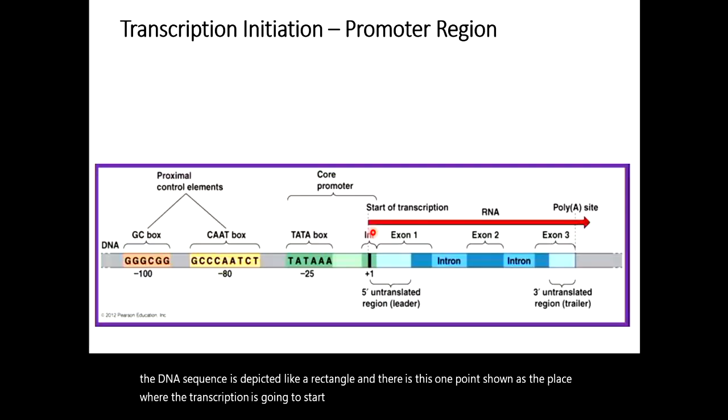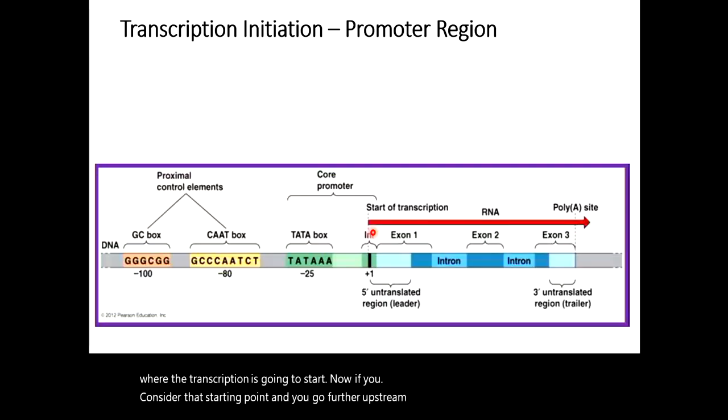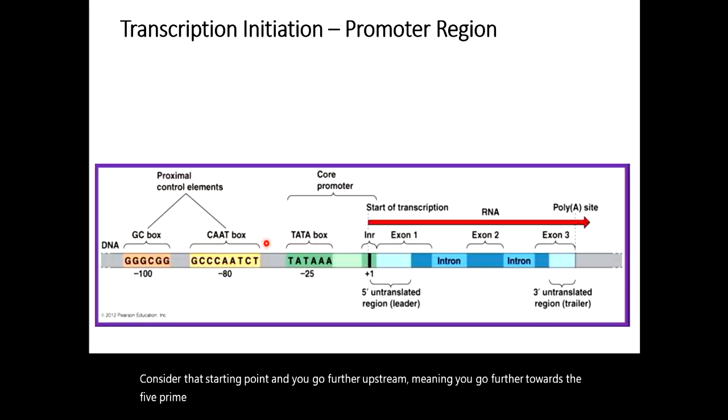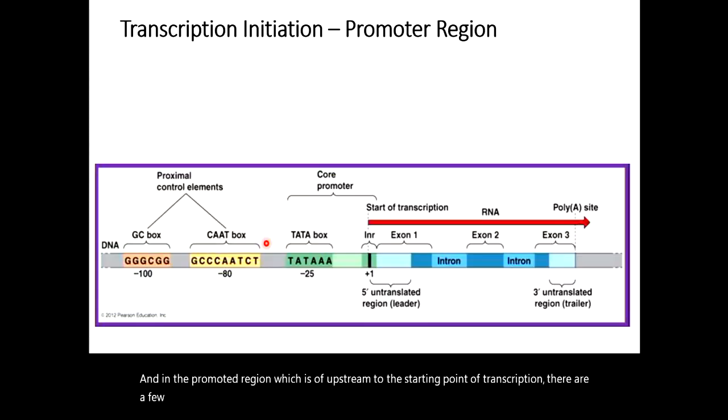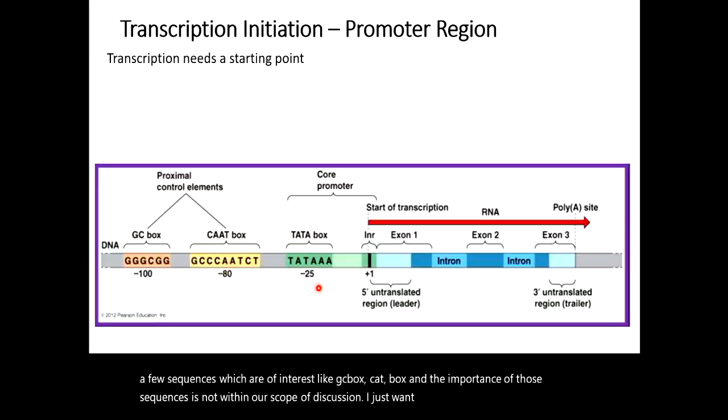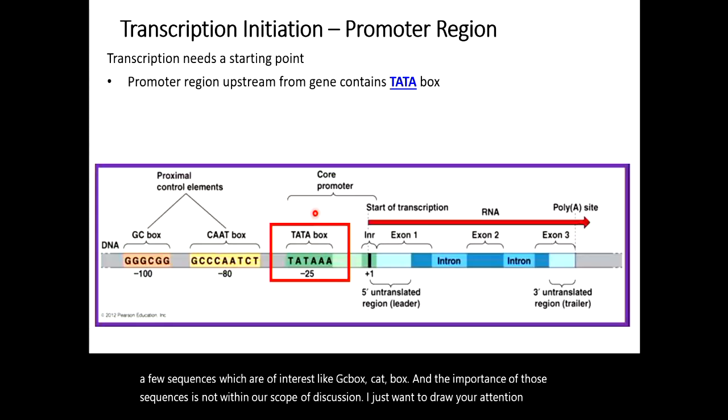Now if you consider that starting point and you go further upstream, meaning further towards the 5' end, that's where you have the promoter region. In the promoter region, which is upstream to the starting point of transcription, there are a few sequences of interest, like the GC box and CAT box, and the importance of those sequences is not within our scope of discussion. I just want to draw your attention to this TATA box shown right here.